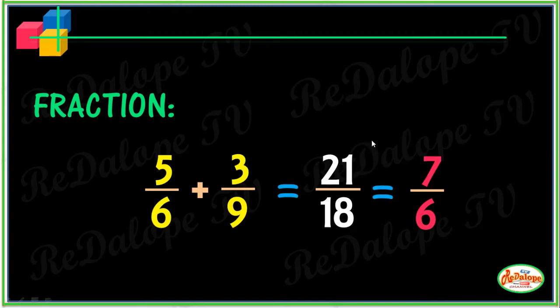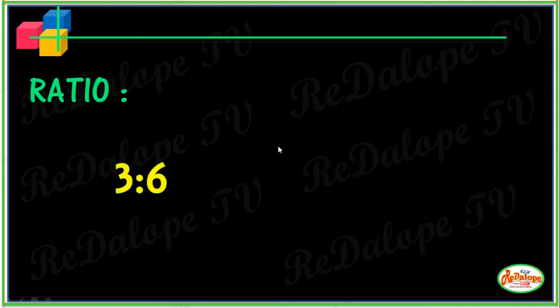We can also use the GCF for simplifying a ratio. For example, we have the ratio 3:6. That can also be written as 1:2, since the GCF of 3:6 is simply 3. 3 divided by 3 is 1, and 6 divided by 3 is simply 2.